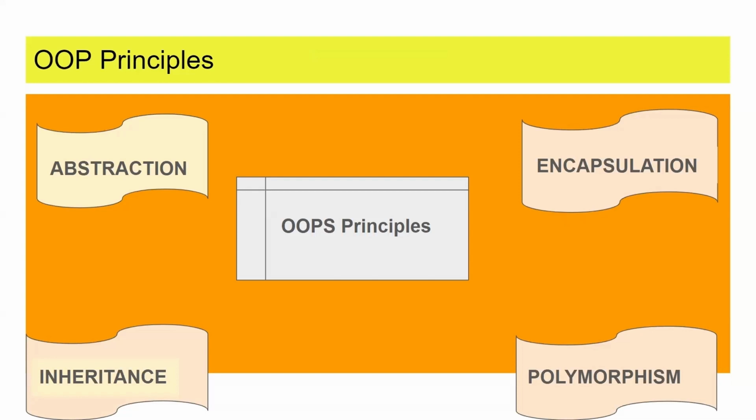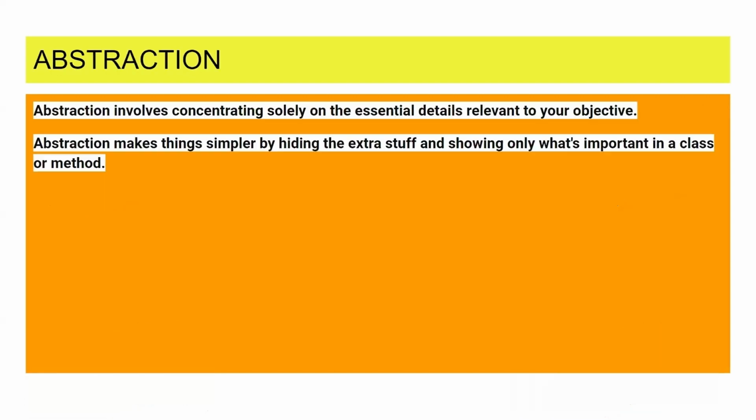Just for your info, there are many languages in today's era like Java, C++, Python, C Sharp, Ruby, PHP. All these languages use these principles. Abstraction involves concentrating solely on the essential details relevant to your objective. Abstraction makes things simpler by hiding the extra stuff and showing only what's important in a class or method.